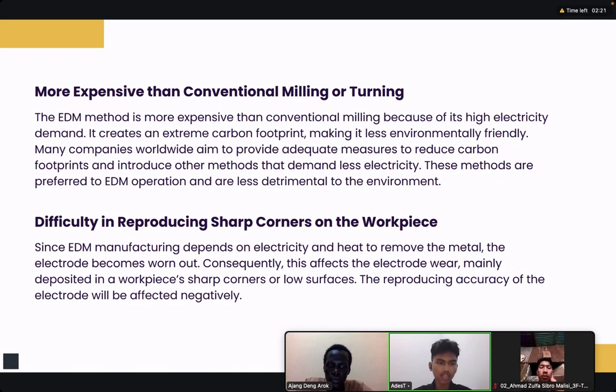Difficulty in reproducing sharp corners in the workpiece. Since EDM depends on electricity and heat to remove the metal, the electrode becomes worn out. Consequently, electrode wear mainly deposits on the workpiece's sharp corners or low surfaces. The reproducing accuracy of the electrode will be affected negatively. So when the tool is worn out, this directly leads to the limitation of difficulty in reproducing sharp corners on the workpiece.